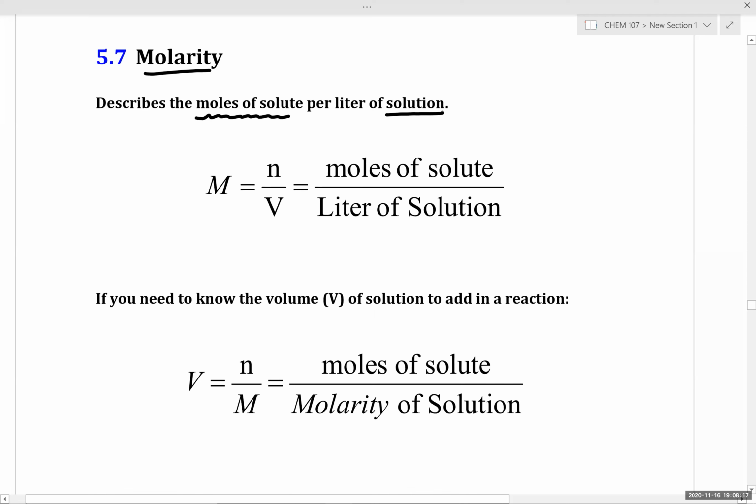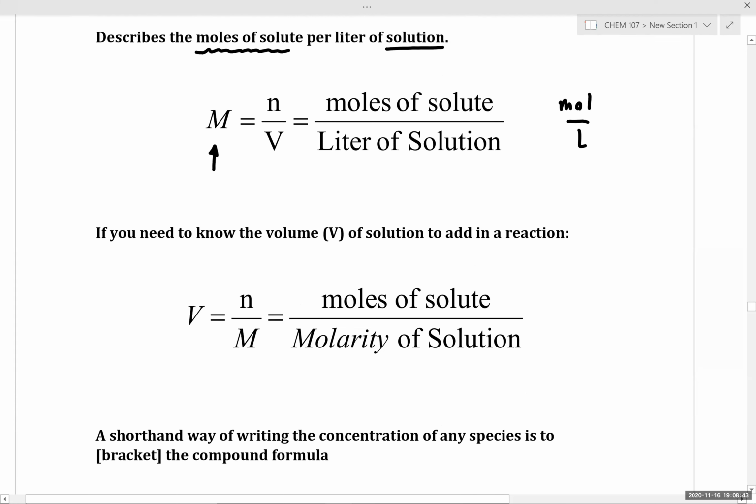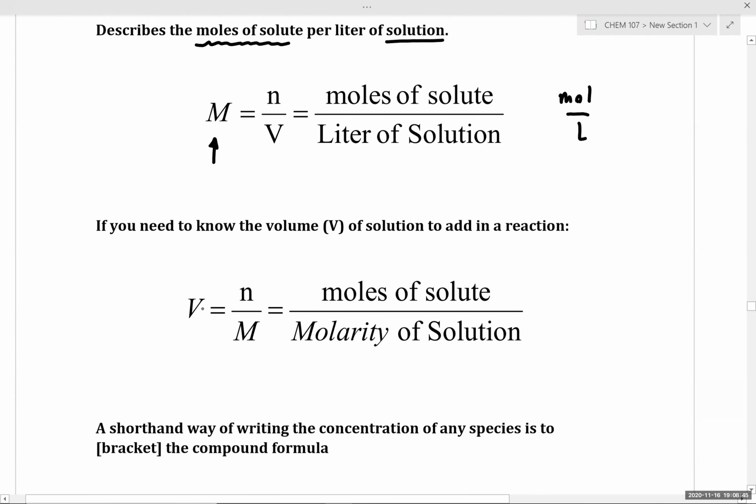So molarity represents concentration in terms of mole per liter. Molarity, which is written with a large M, represents the concentration in mole solute per liter solution, so the total volume of the solution. Now, if you need to know the volume of a solution that you need to add, we can rearrange this equation to get the volume of solution is equal to the moles of solute needed over the molarity.